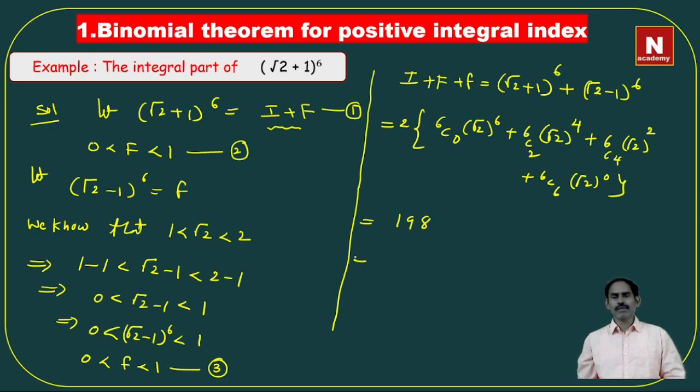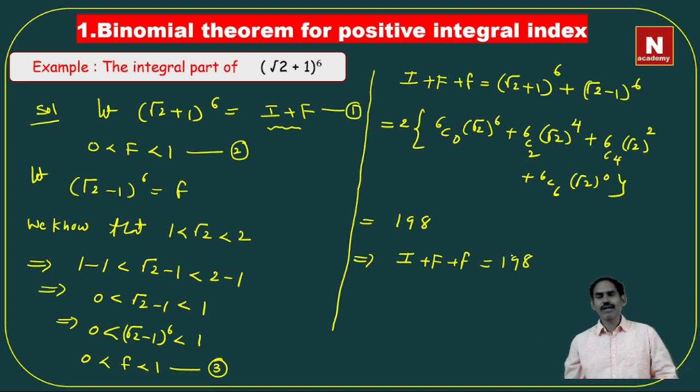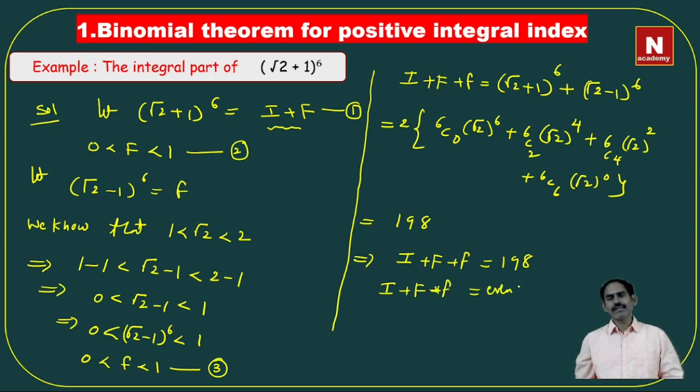That implies I am getting what? I plus f plus small f equals 198. 198 is one of the integers, but here we have to find only I. So therefore, I plus f plus small f equals this even integer. 198 means even integer. Now 2 and 3 we are going to add next.